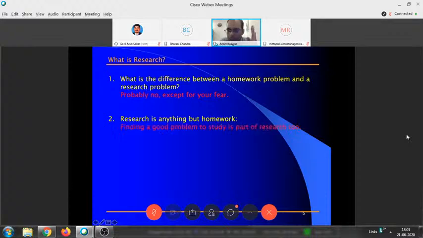Finding a good problem, finding a good thing, is your problem. Even sometimes people ask me, sir, what problem do you want to find? I said, research. Find a problem yourselves. Find a problem nearby. Everything is a problem. You have to find a solution for that. And the manner in which you are finding the solution, that's research. That's all. What is research?